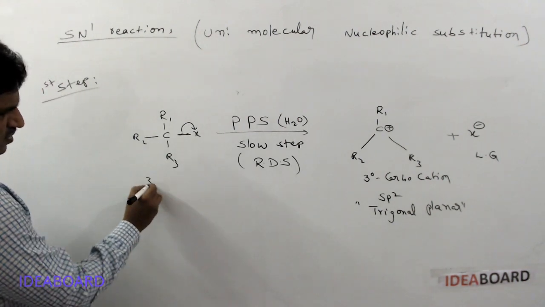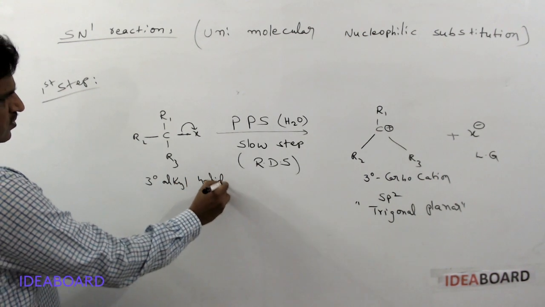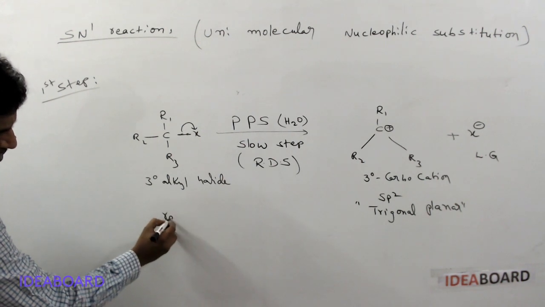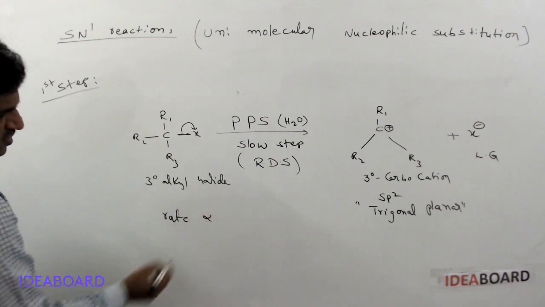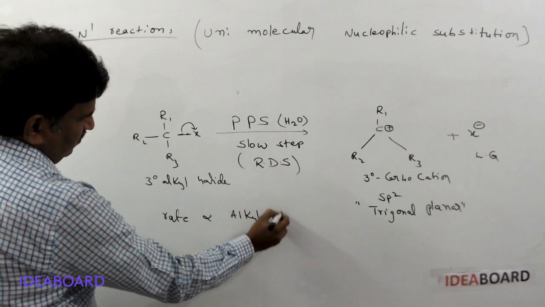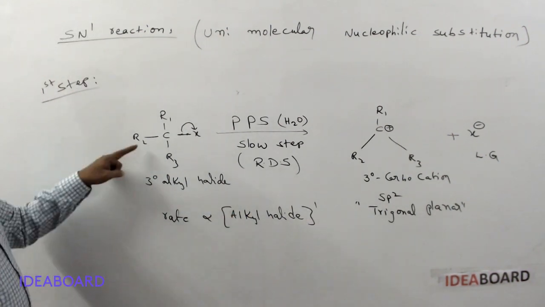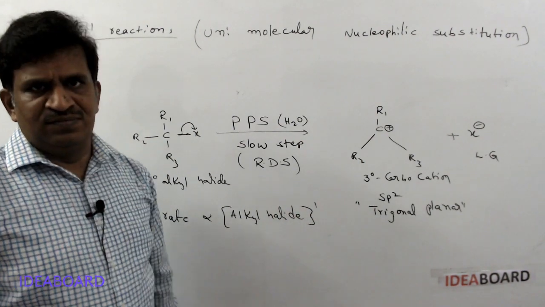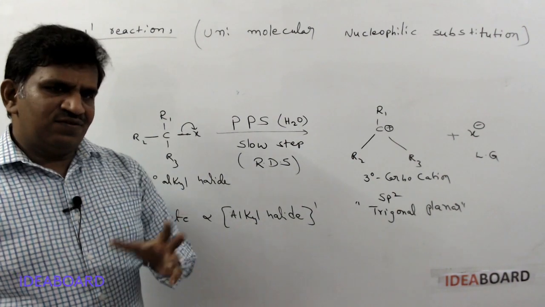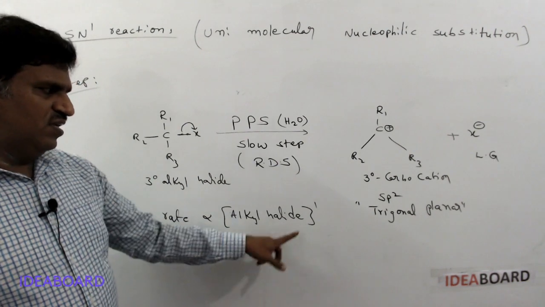So this is a tertiary alkyl halide. The tertiary alkyl halide only participates in the rate determining step. According to kinetics, the rate of reaction is directly proportional to alkyl halide concentration. How many alkyl halide molecules participate? 1. So power 1. According to chemical kinetics that we studied, in the order of reaction or molecularity, the rate of reaction is directly proportional to alkyl halide concentration power 1.